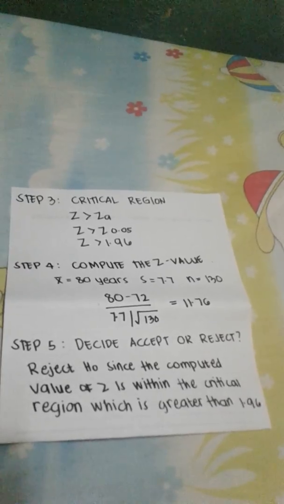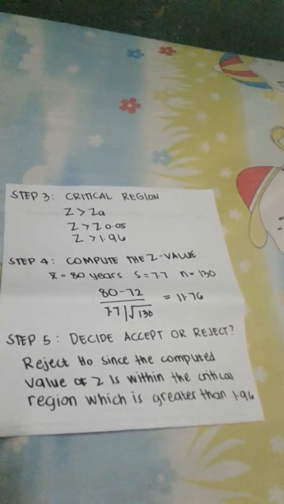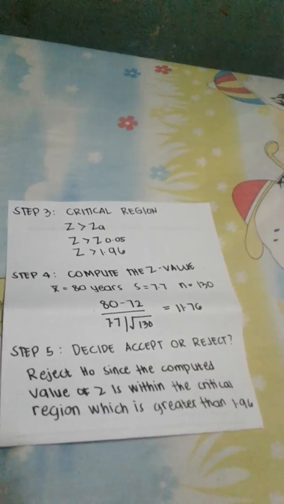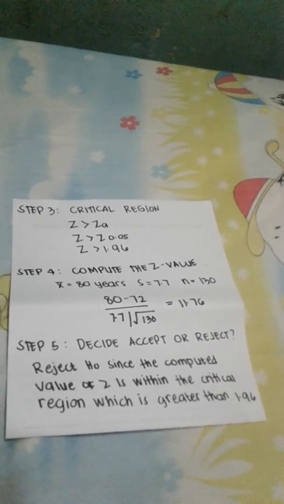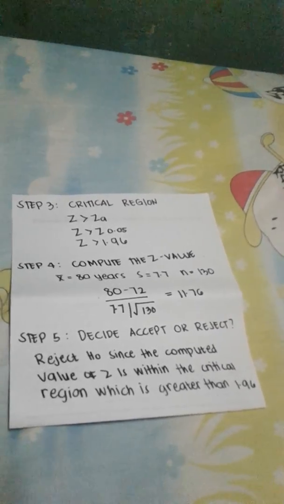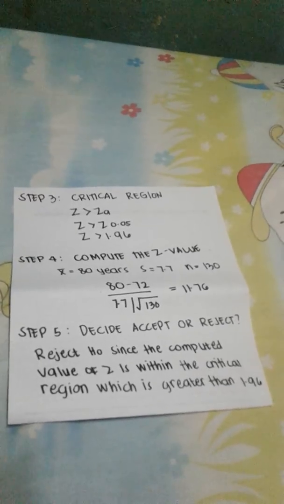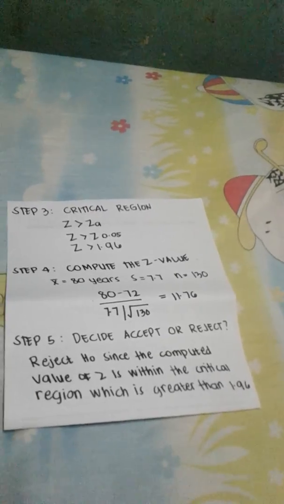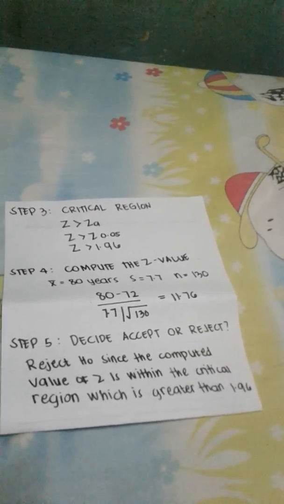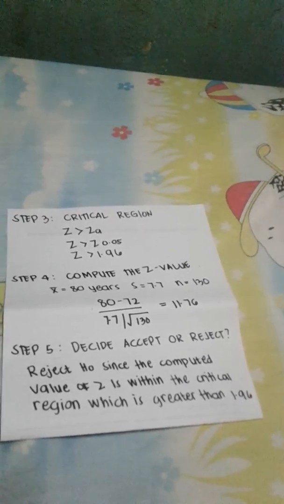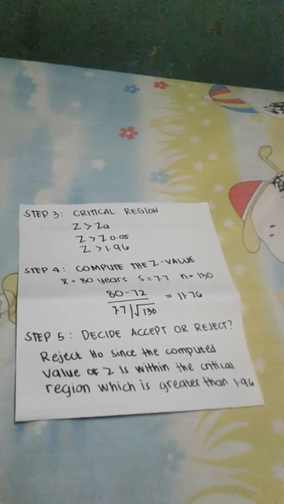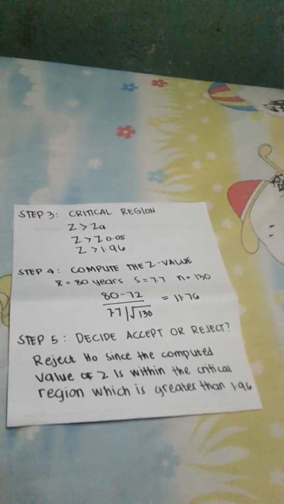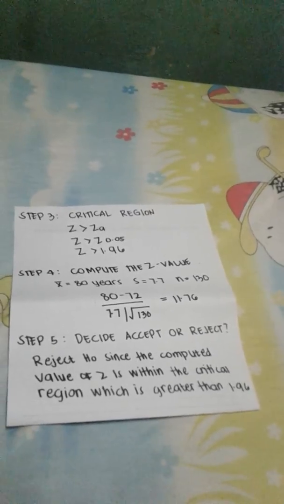Step 3, critical region. z is greater than z of the level of significance. z is greater than z 0.05. z is greater than 1.96. Step 4, compute the z value. The mean is equal to 80 years. The standard deviation is 7.7 years. n is equal to 130. 80 minus 70 divided by 7.7 divided by the square root of 130 is equal to 11.76.